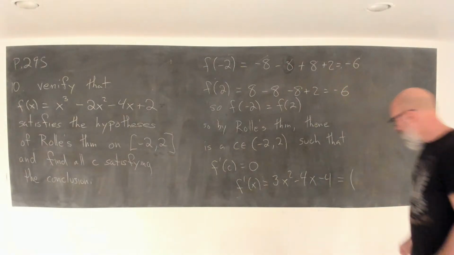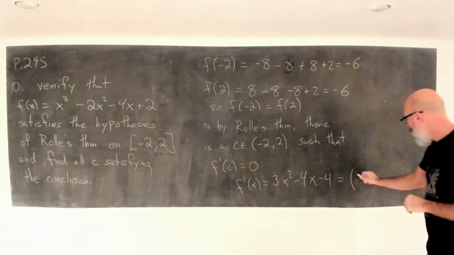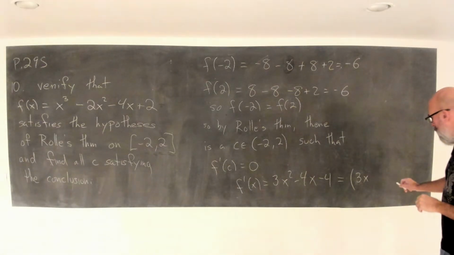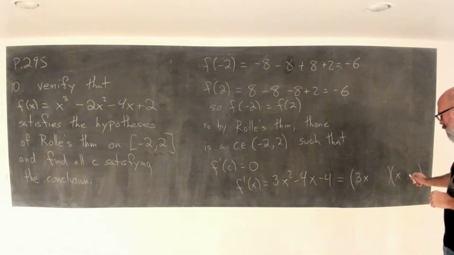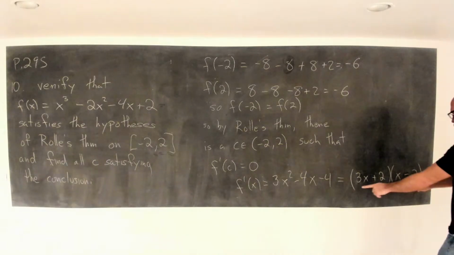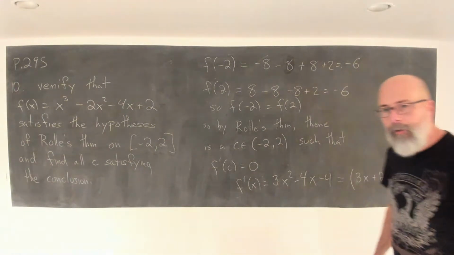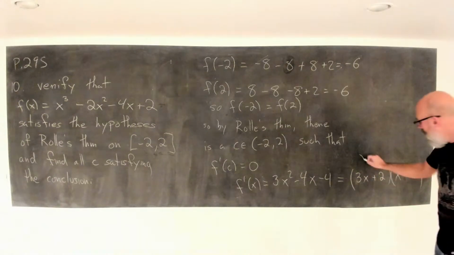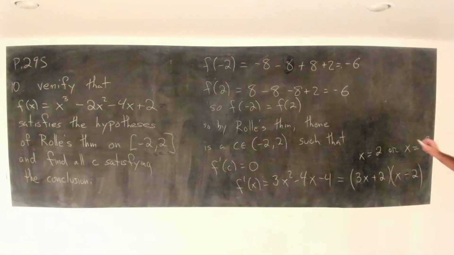Does this factor nicely? It does factor. 3x, then x. What is it? Plus 2. No. Minus 2. Plus 2 like this. So minus 6 plus 2 is minus 4. There you go. Thank you, Eddie. And so you see that x is 2 or x is minus 2/3.